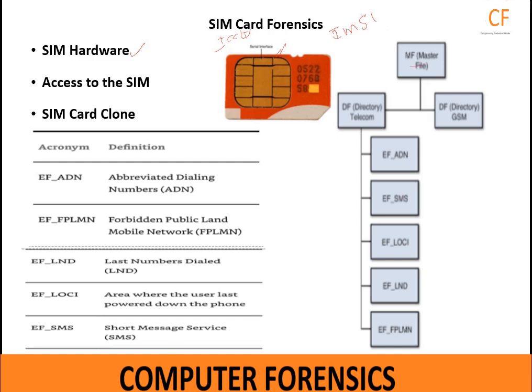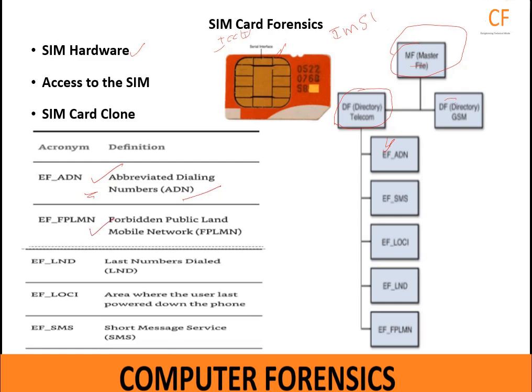There are three primary components of the file system: the master file, MF; dedicated files, DF, which are basically directories; and elementary files, EF, where the data fields are held. The latter is where the investigator can retrieve a tremendous amount of subscriber information. Abbreviated dialing numbers, ADN, contain the contact names and numbers entered by the subscriber. On the SIM, these contacts are located in the folder EFADN.